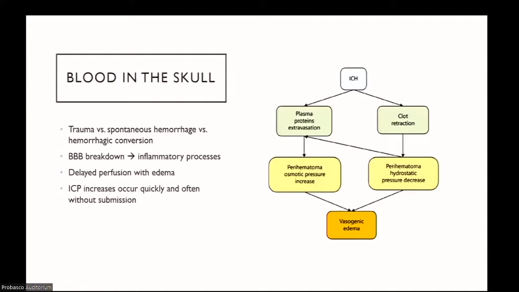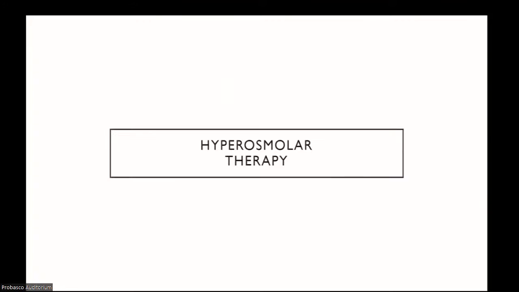So when ICP increases to greater than 40, we start to see significantly increased mortality, and it exponentially increases once it surpasses 20 to 25 millimeters of mercury, kind of just alluding back to the Monro-Kellie doctrine. There's just nowhere for all those contents to go.